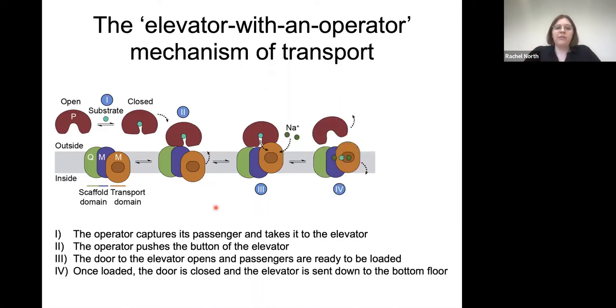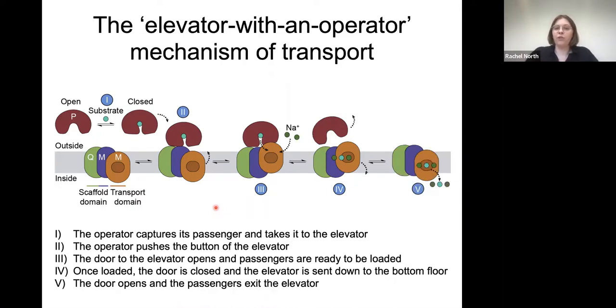And then once the elevator is loaded with its passengers, the door is closed, so the gates are closed, and the elevator is sent back down to the bottom floor. So this is the transport domain moving from the top to the bottom. And then lastly, we have the door opening at the bottom and the passengers are able to exit the elevator. So this is the gates opening in the transporter at the bottom and allowing the substrates to move. And so ultimately, this is alternating access and how the sialic acid is imported into the cell.